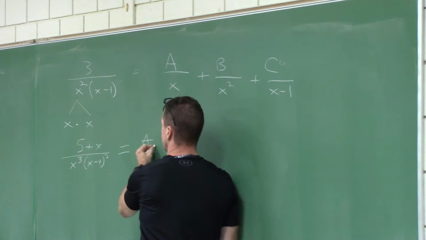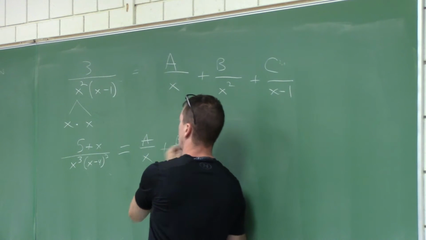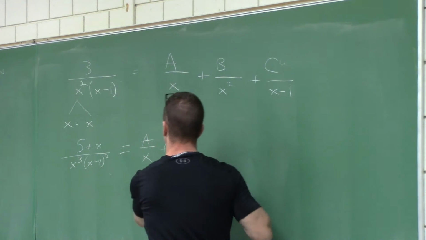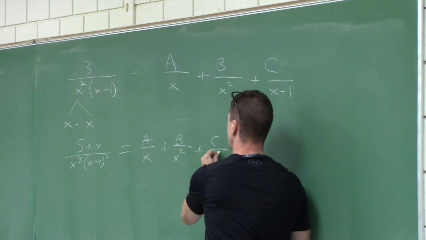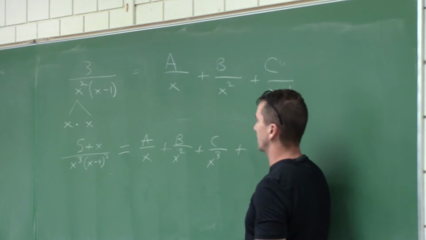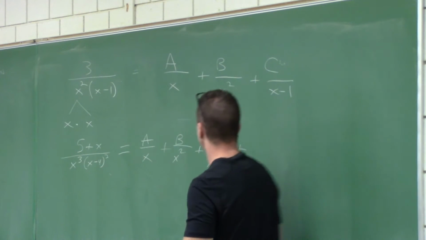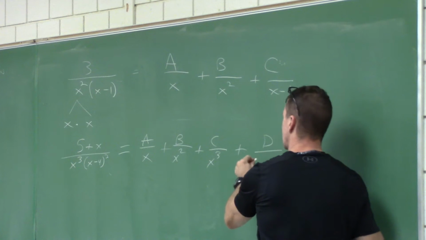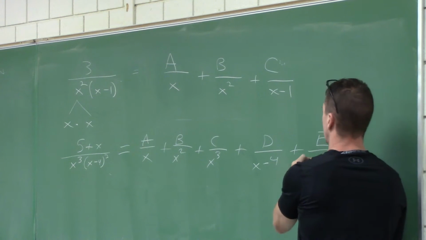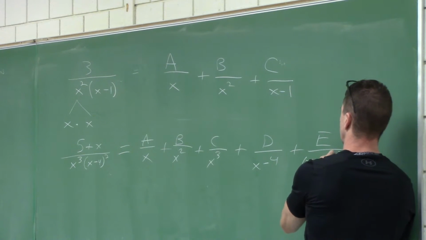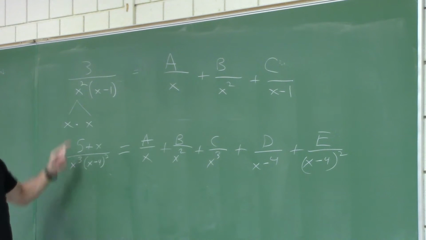A over just the x, then I have to do plus B over x squared plus C over x cubed. I've got two more, don't I? Because this is also a linear repeated factor. So I can do plus D over just the x minus 4, and finally plus E over the (x minus 4) squared. This would be the setup when you're dealing with what we call linear repeated factors.